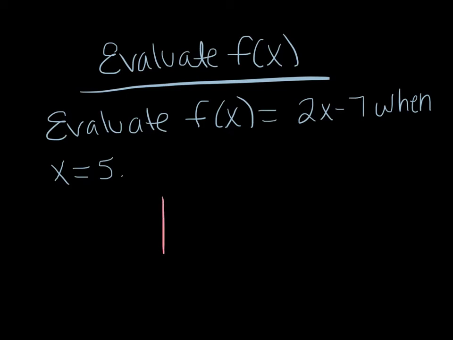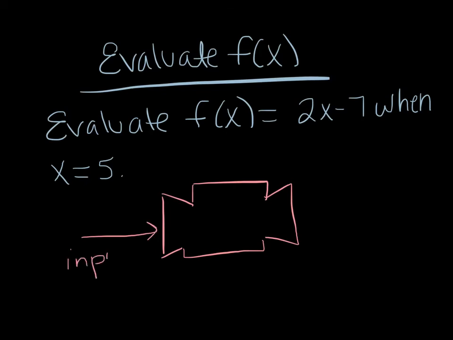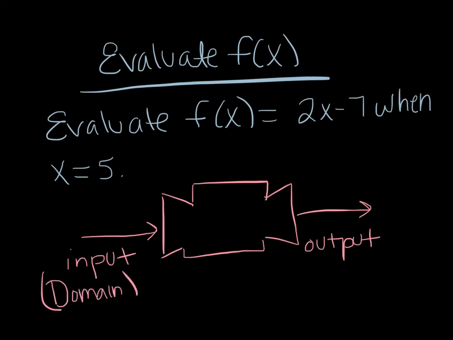I want you to draw a machine just like this. It doesn't have to be perfect. It's going to look like that. Put an arrow, and I want you to write underneath it input. Then on the other side, I want you to put output. Underneath input, I want you to put domain in parentheses. And on the right, I want you to put output, which is range. Inside the machine, I want you to write the function, 2x minus 7.